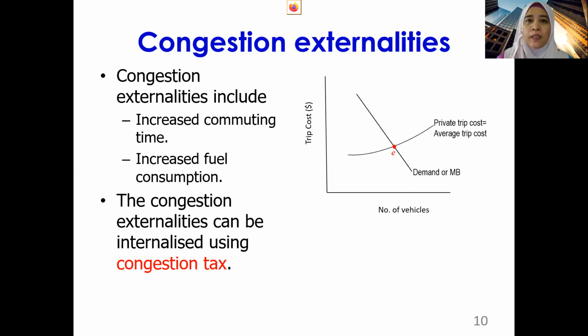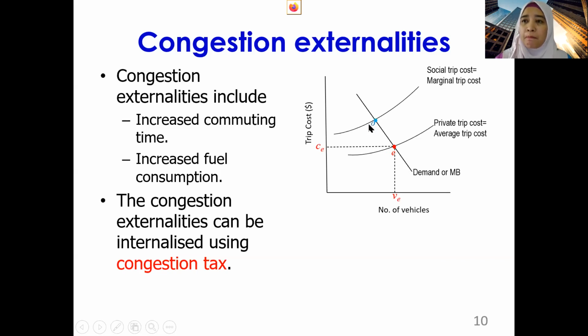Equilibrium point of consumption, whereby at this equilibrium point, this is the number of vehicles on the road, and this is the cost, the trip cost paid by the private individuals just now. So private means for individuals, but look at the social trip cost. The cost, the trip cost borne by the society, the marginal trip cost, the MC. So we learned before that to be efficient, MB must equal MC, right?